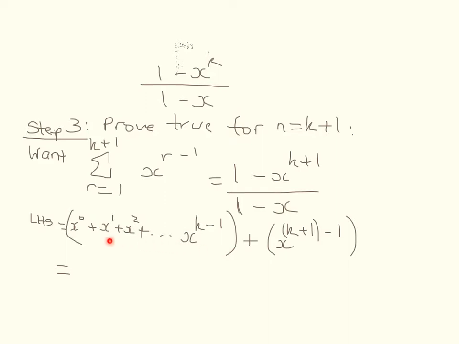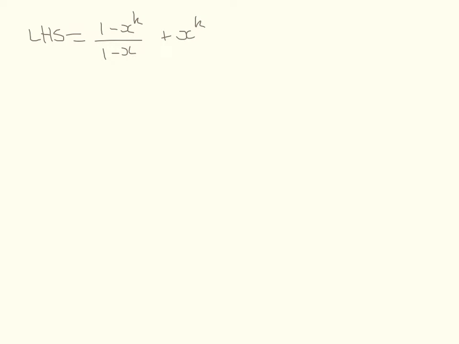So in brackets here, I know that equals that. That's our assumption. So I'm going to replace that with 1 minus x to the k over 1 minus x plus x to the k. So this is what the left-hand side looks like. Now I've got to make it equal to that right-hand side. So how about we take a common denominator, and the first fraction is 1 minus x to the k plus, and then I've got x to the k into 1 minus x.